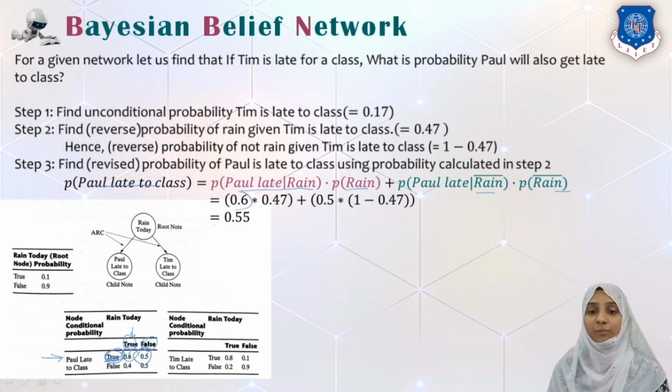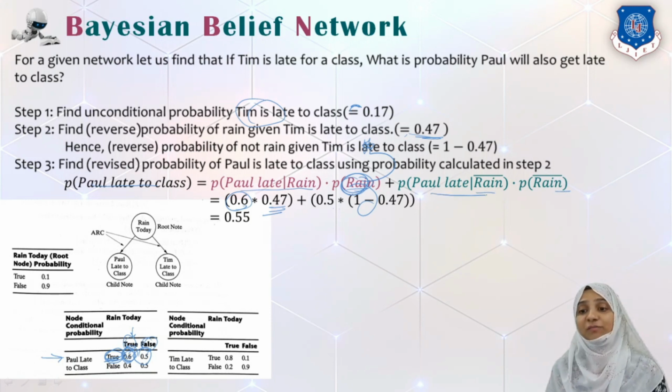So using the 0.6 value, that is nothing but Paul is late and rain is today, into probability of rain. Now this probability of rain is not the general probability of rain, that is, every day what is the probability of rain happening. We are finding this rain's probability with respect to Tim. So this raining probability is nothing but raining given that Tim is getting late, which is 0.47.